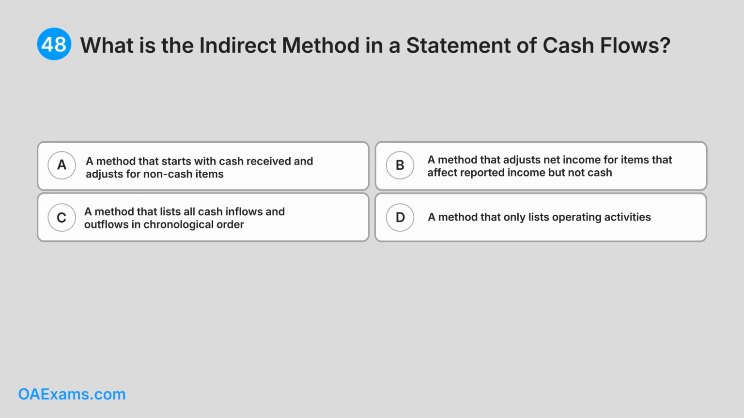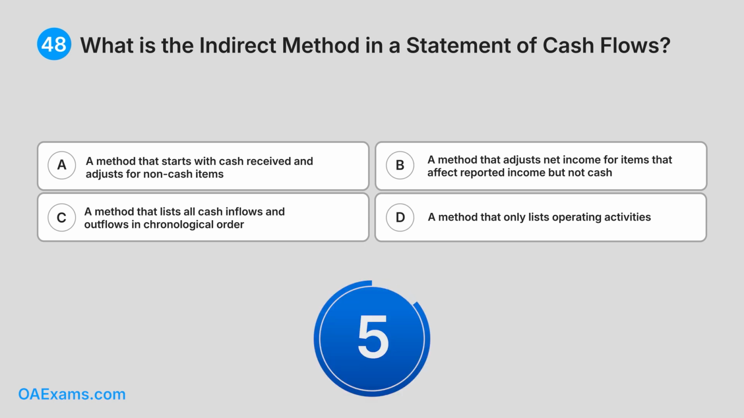48. What is the indirect method in a statement of cash flows? A. A method that starts with cash received and adjusts for non-cash items. B. A method that adjusts net income for items that affect reported income but not cash. C. A method that lists all cash inflows and outflows in chronological order. D. A method that only lists operating activities. Can you guess the answer?